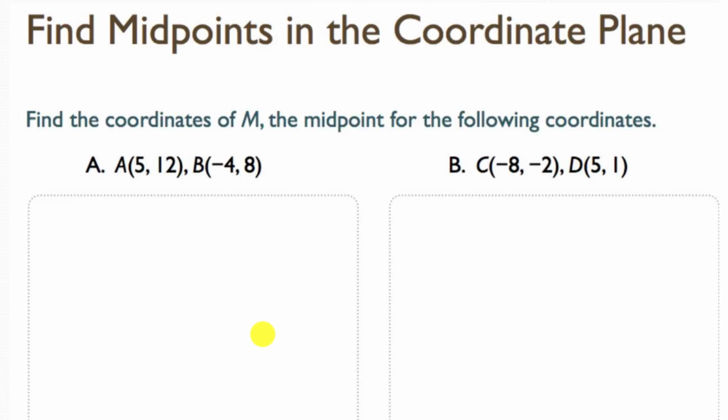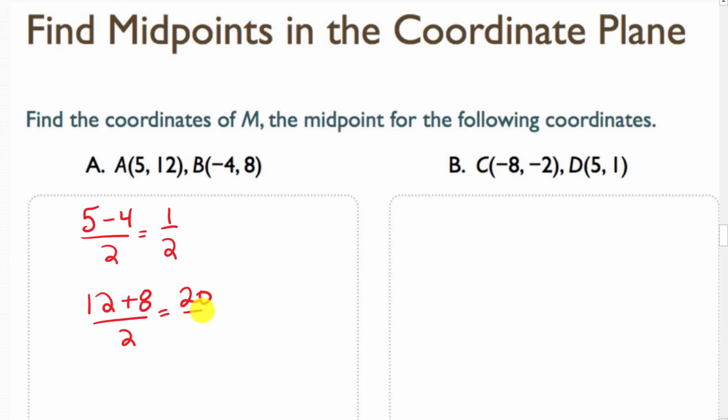All right, here's 2 more quick practices. We have our points here. I'm going to add my x's. 5 plus -4, divide by 2, 5 minus 4. So 1/2 is the x middle. 12 plus 8 divided by 2. 20 divided by 2 is 10. So the coordinate of this middle would be 1/2, 10.